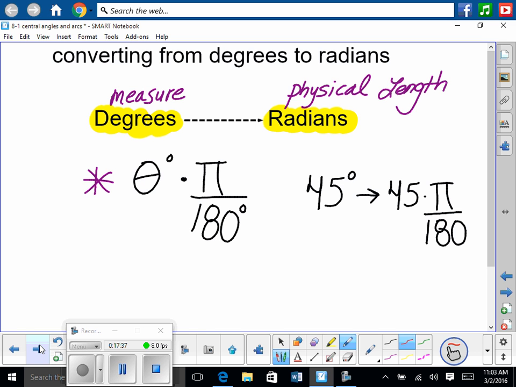You're going to take the degrees and change it to radians. So you take theta, which is 45, and you multiply by pi over 180. So we're going to be multiplying by this. So you take 45 degrees, you multiply it by pi over 180.